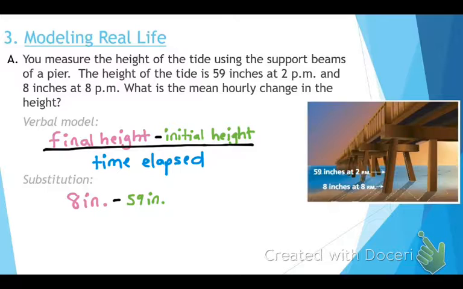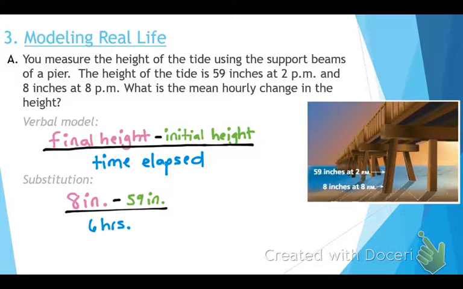Next, it has asked us to divide by the time elapsed. How much time did it take for that to happen? 6 hours. Here's why. Because it started at 2 p.m. and now it's 8 p.m. So the difference between the two, the time elapsed or the time that it took, was 6 hours.